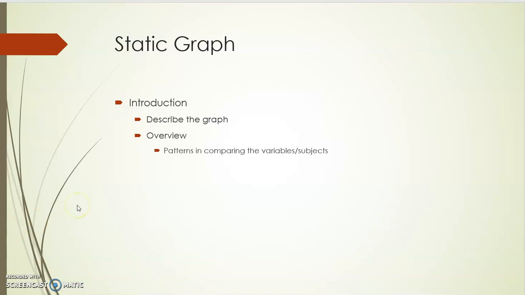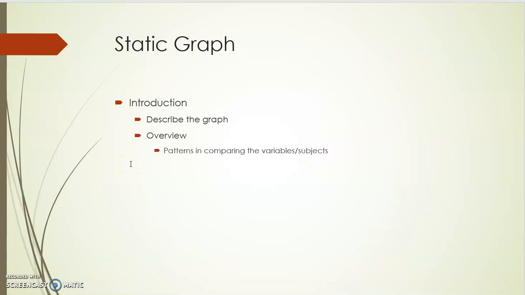The introduction is basically the same. You need to first describe the graph, and then you need to include the overview. Now, the overview here is different from the dynamic graph, because in dynamic you have to talk about the trend. Since there's no trend here, you would look at the patterns in comparing these subjects. So you have to compare the subject in terms of its pattern. Maybe you want to talk about which one is the highest or which one is the lowest. When you do, you have to make sure that it covers the whole subject.